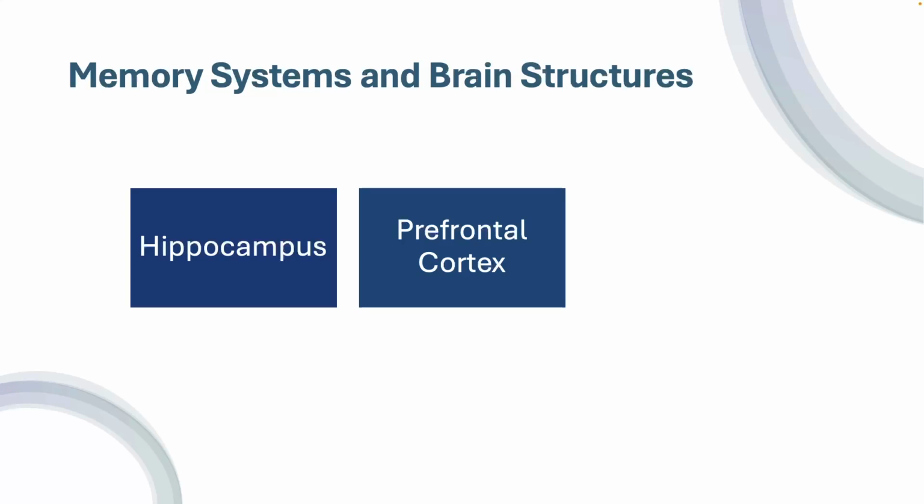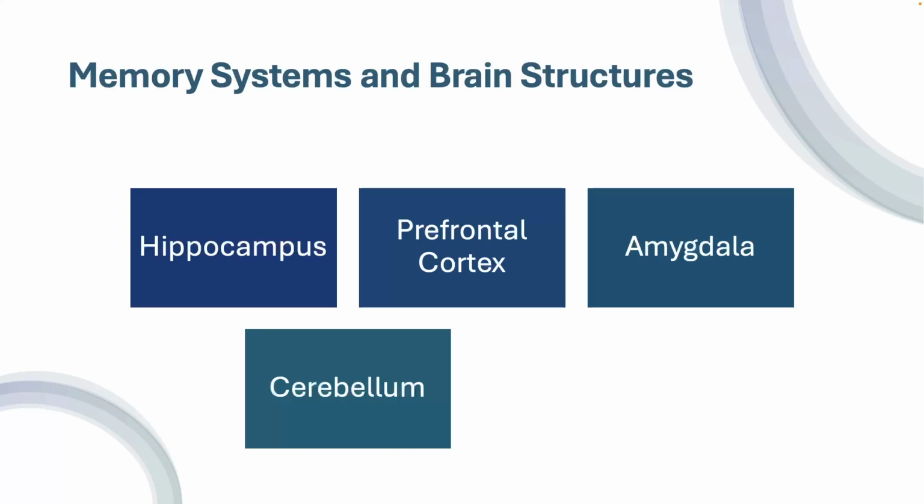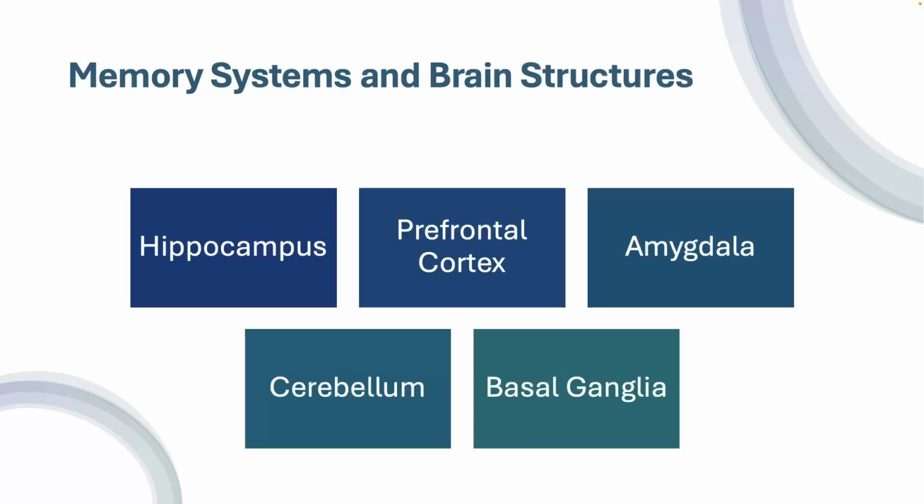The prefrontal cortex plays a very important role in working memory and executive functions such as attention and decision-making. The amygdala is involved in emotional memory processing and can enhance the encoding of emotionally significant information. The cerebellum is associated with procedural memory, like skills and habits, and motor memory. And then you've got the basal ganglia, which is involved in procedural memory and habit formation.